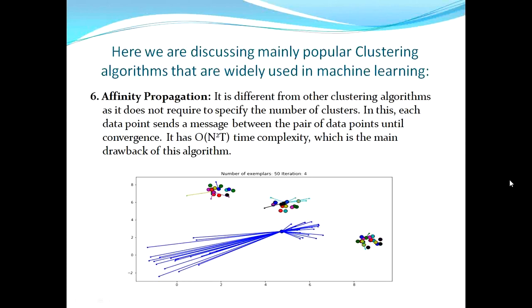Okay. Next is affinity propagation. It is different from other clustering algorithms, as it does not require specifying the number of clusters. In this, each data point sends a message between pairs of data points until convergence. It has quadratic time complexity, which is the main drawback of this algorithm.